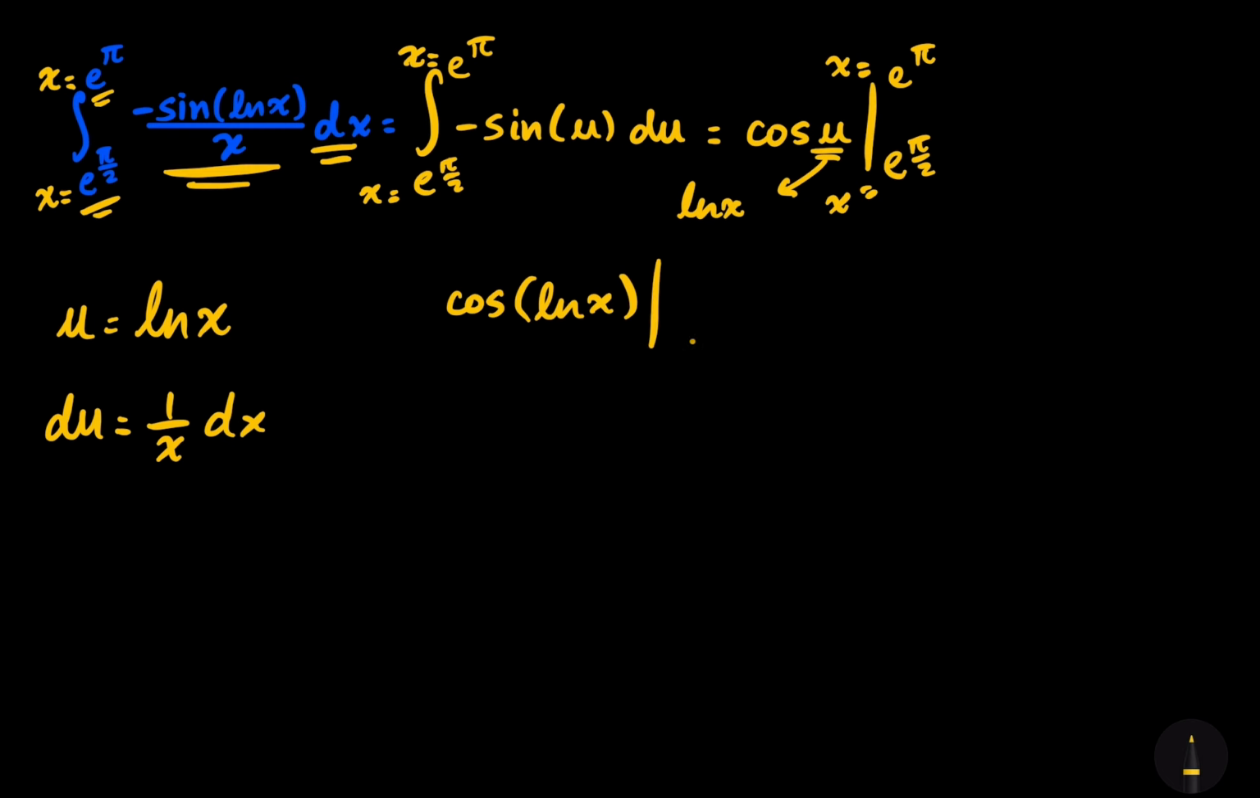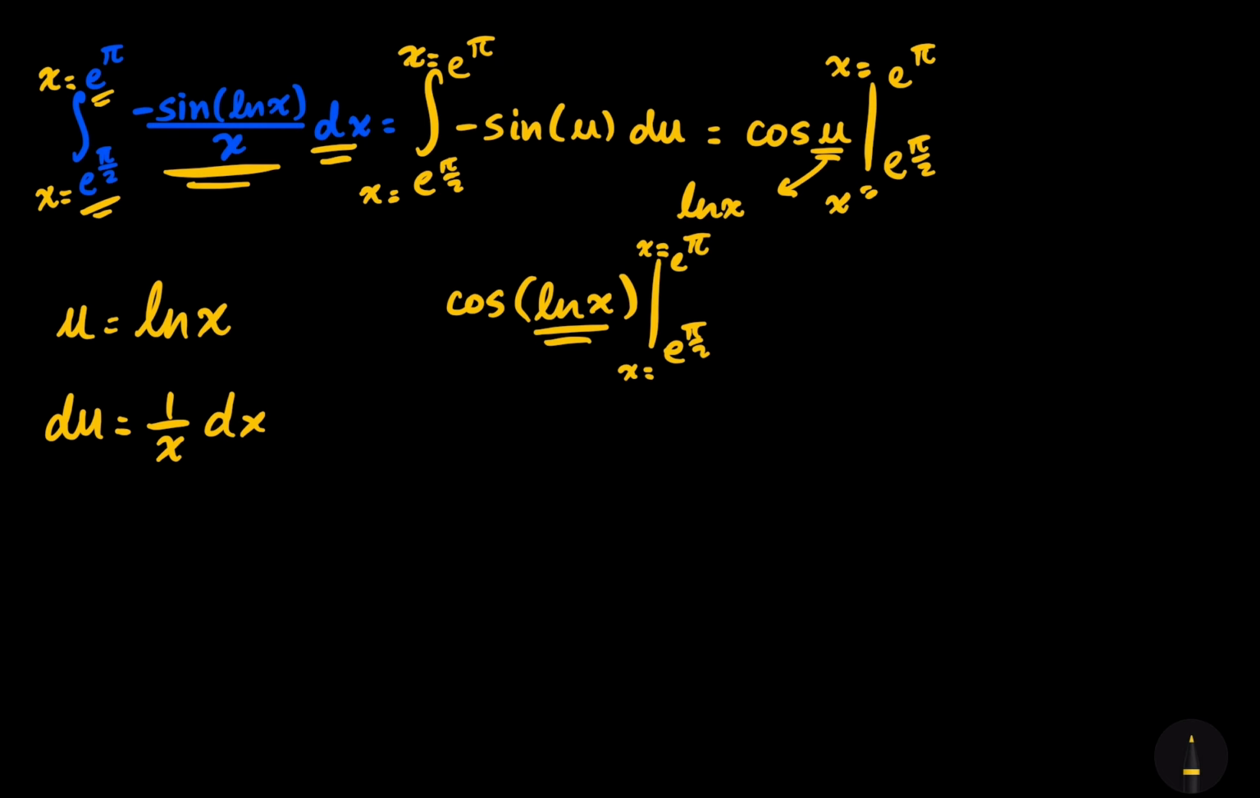And when we do this, then it's actually valid to say that we're going to evaluate this from e to the pi over 2 to e to the pi because we back substituted. So now this is in terms of x. We have here x is equal to e to the pi over 2, x is equal to e to the pi, and we have our x back in our antiderivative.